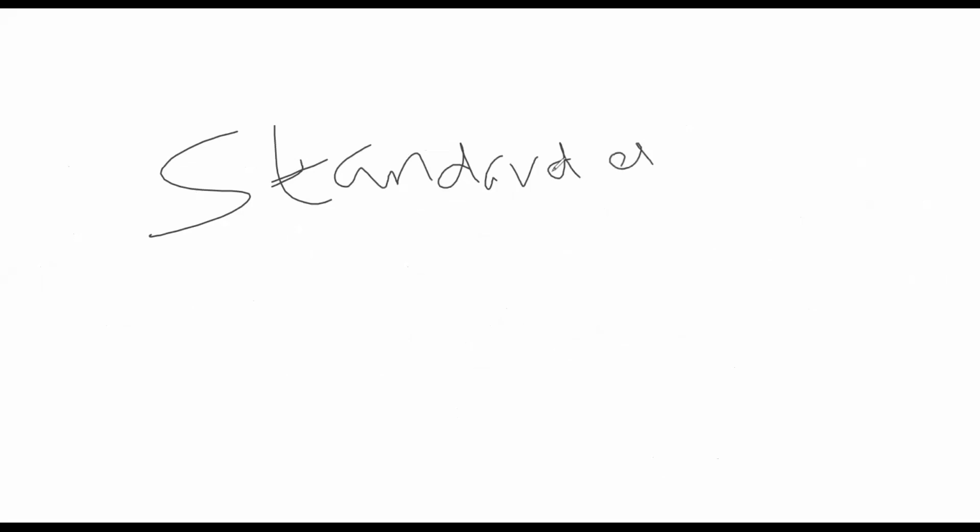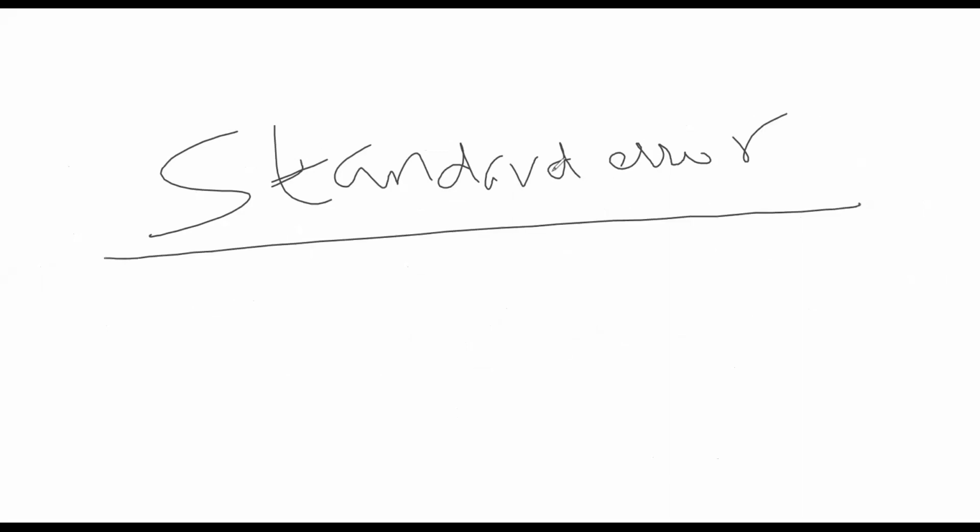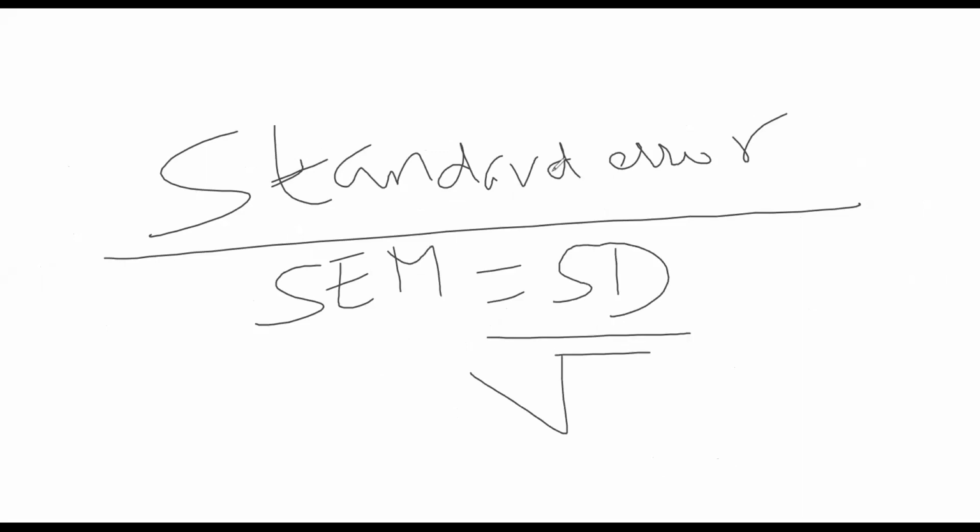Standard error. These are all measures of dispersion. Standard error has a formula equal to standard deviation divided by root n, where n is the number of observations. So if we increase the number of observations, our standard error would decrease. Standard deviation and number of observations are not related to each other, whereas standard error and number of observations are inversely related to each other.